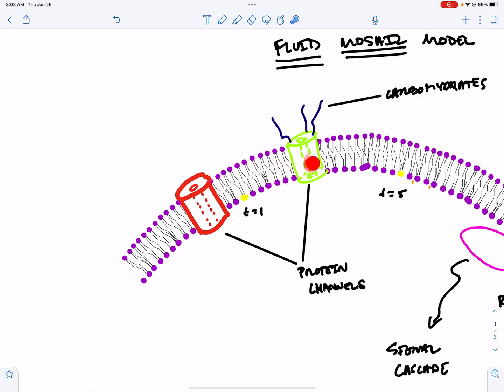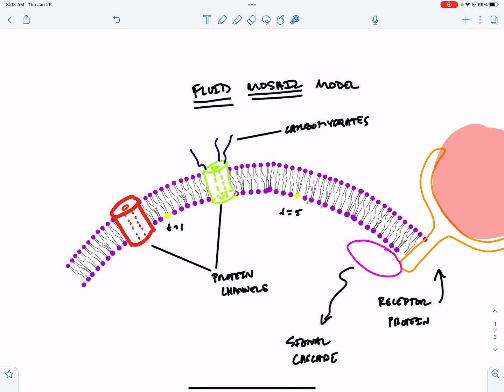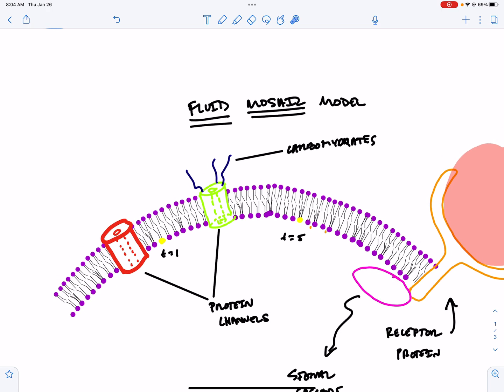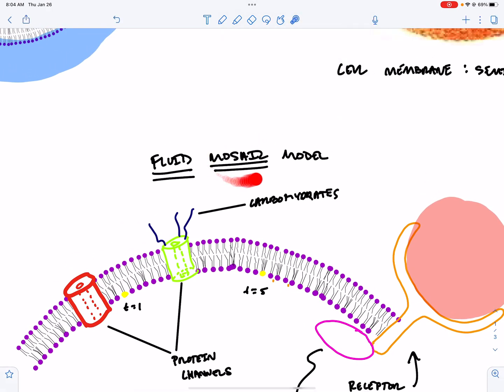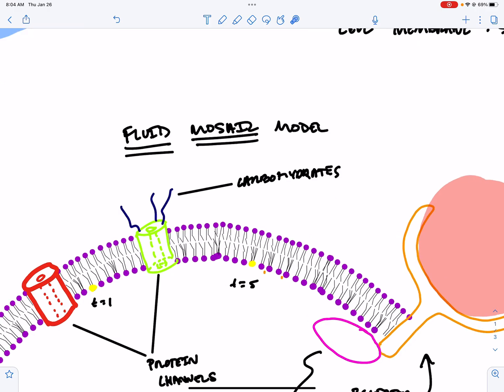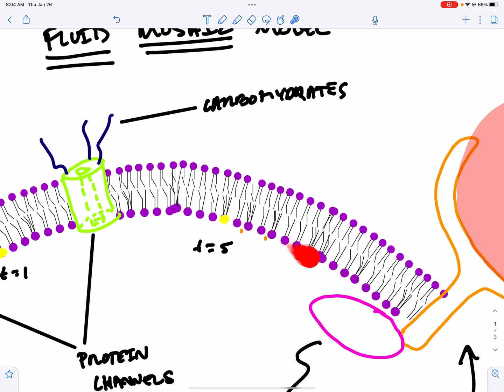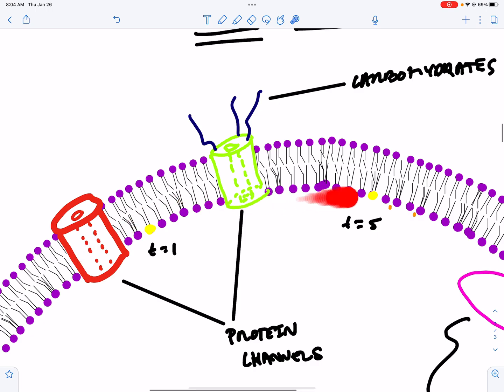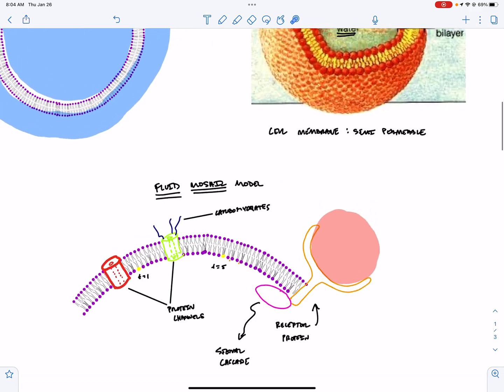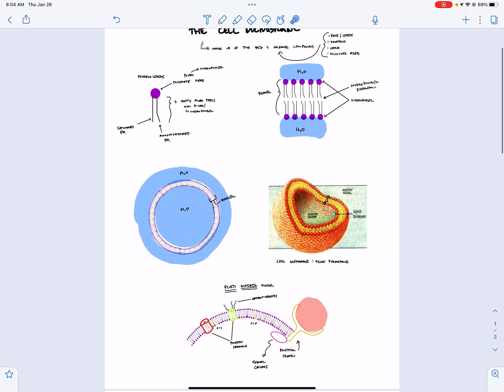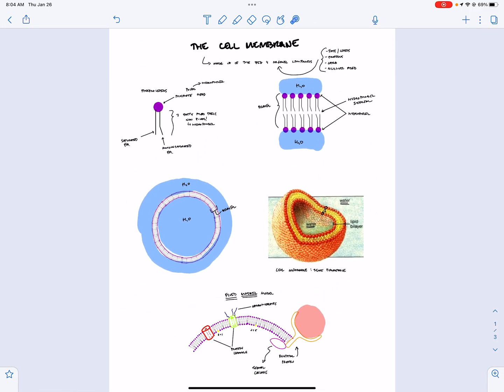And the same is true for all of these proteins that are embedded within the membrane. They are not fixed in place, but instead they are moving around because all of these components are moving around. So not only is it a mosaic, which is studded with many different pieces, but it is also fluid. None of the components are fixed in place because of the fluidity of the lipids. All of the components are free to move around the cell membrane as well. Okay, so that is it for the cell membrane structure.